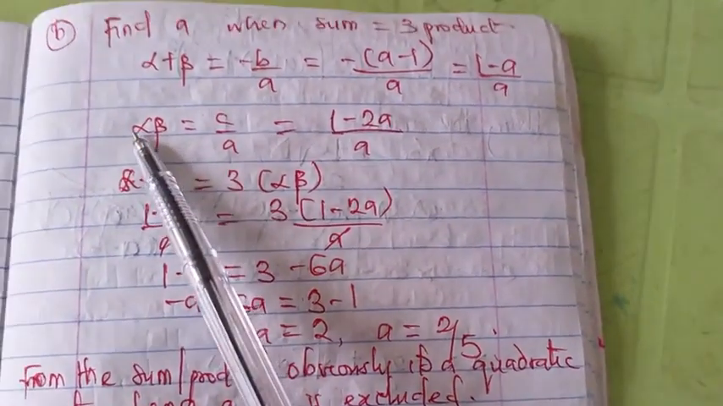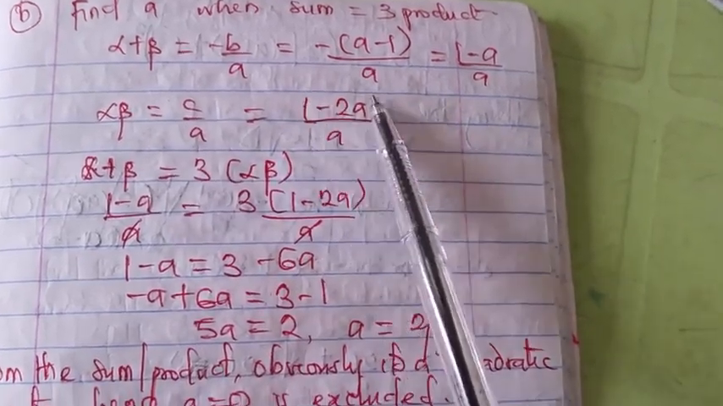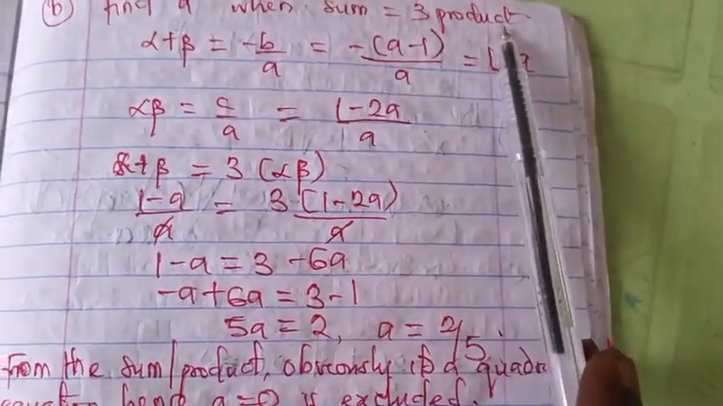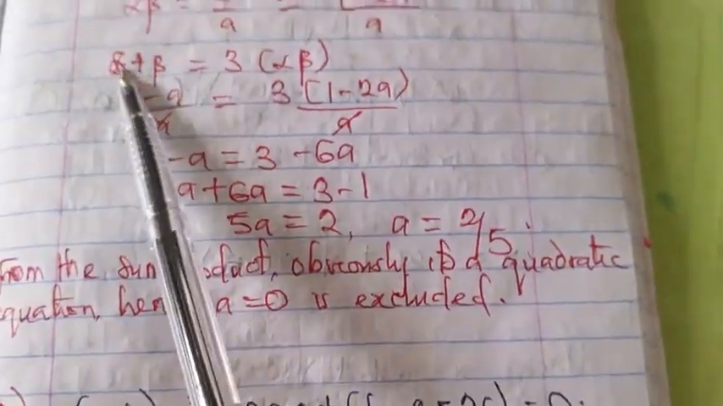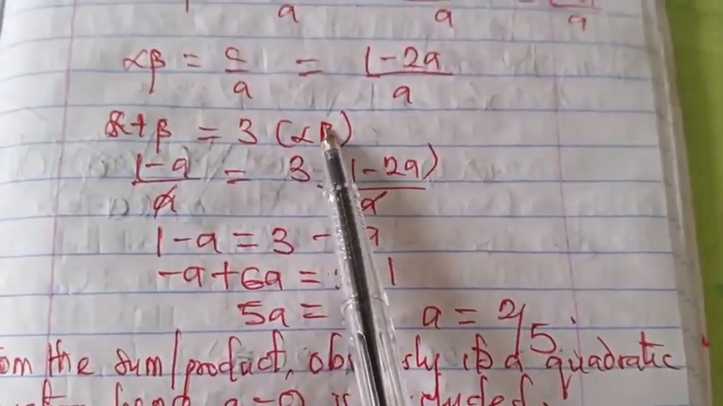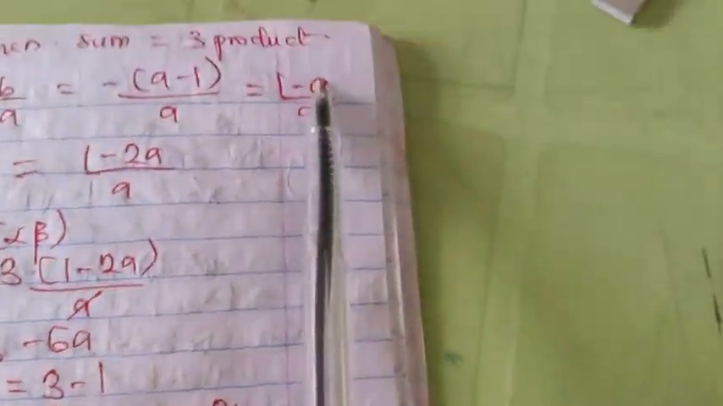And then the product. The product is what? C over A. You know C is what? The linear part, 1 minus 2A all over A. Now, but the conclusion here is that the sum is 3 times the product. The sum, that's why we showed here. Alpha plus beta is 3 times product. Sum, 3 times product. So what is our sum?